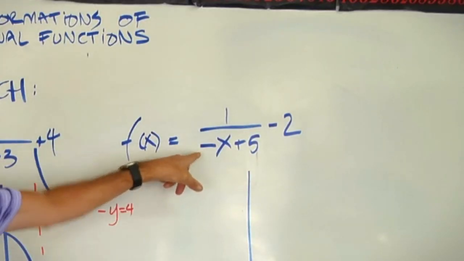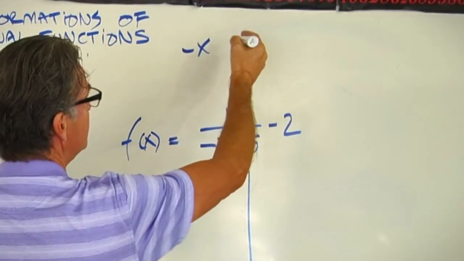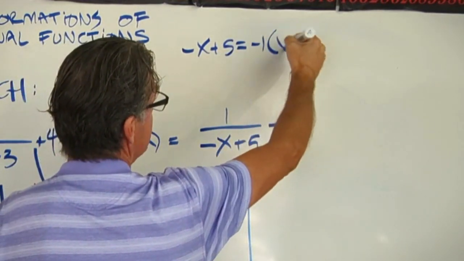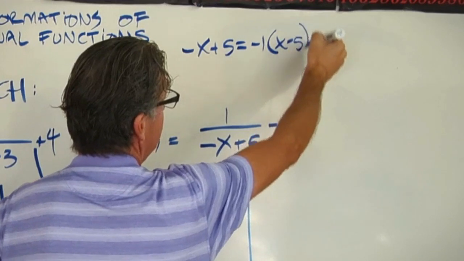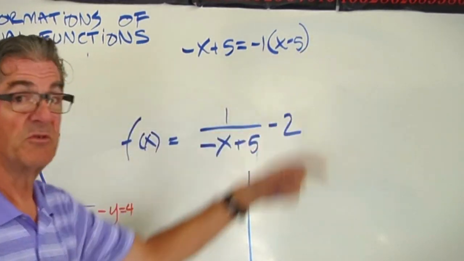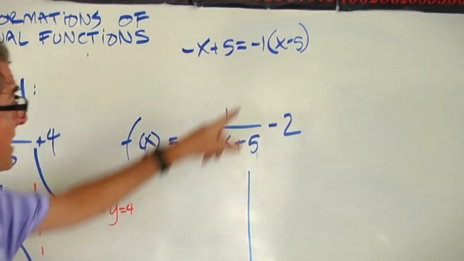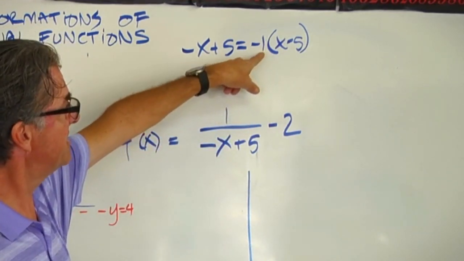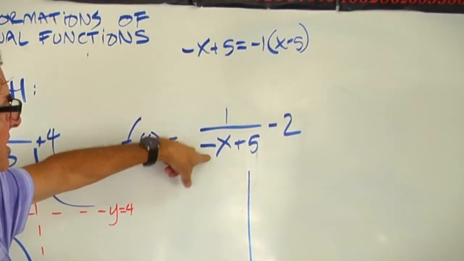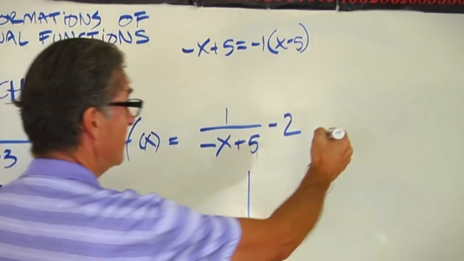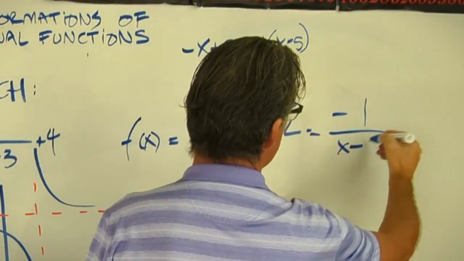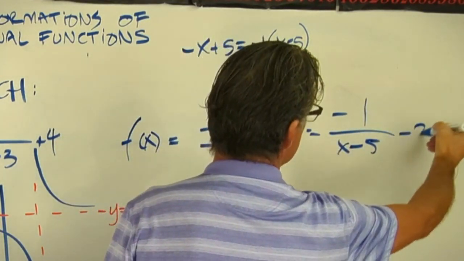So check this out. This phrase here, negative x plus 5, can be rewritten as negative 1 times x minus 5. So all I did is I factored out a negative 1, and that gives me my positive x, which is what I'm more familiar with. So then I can take this one more step. This negative 1 is now on the bottom of the fraction. So positive 1 divided by negative 1 gives us negative 1 on the top. So now I can write negative 1 over x minus 5 minus 2.